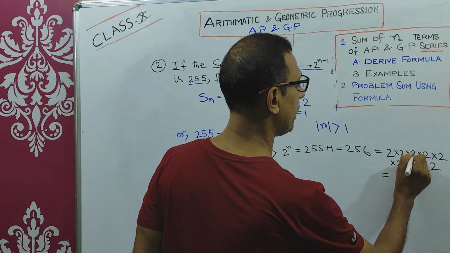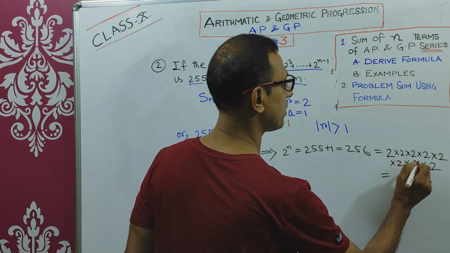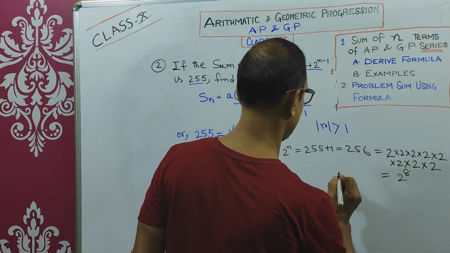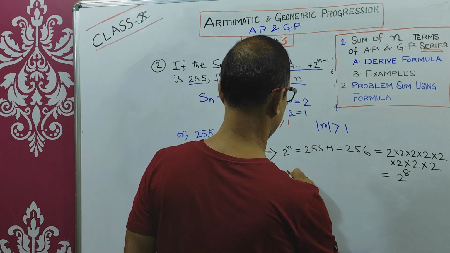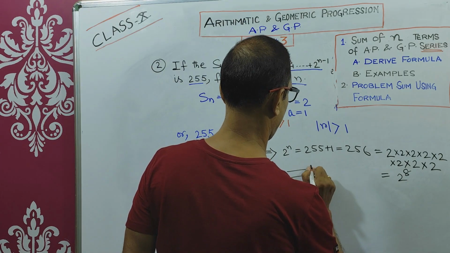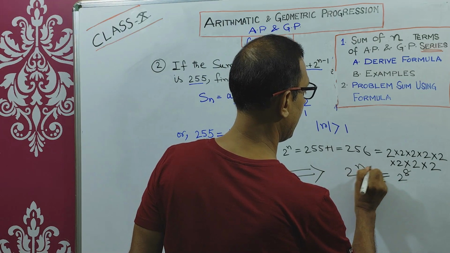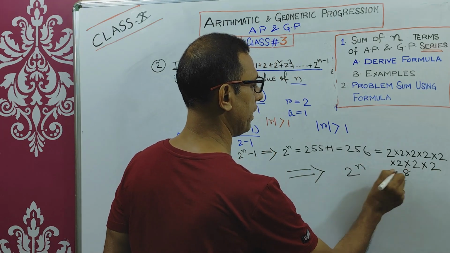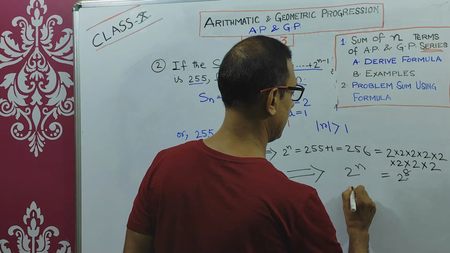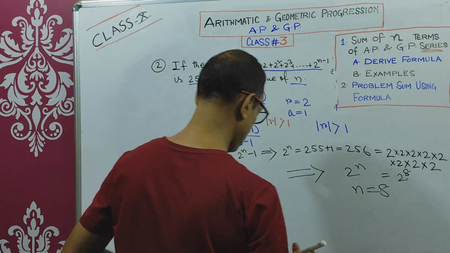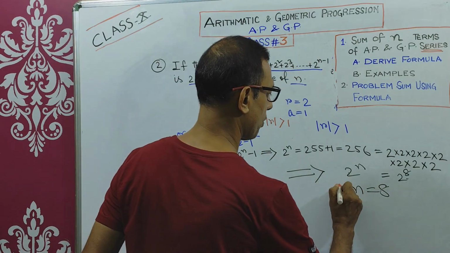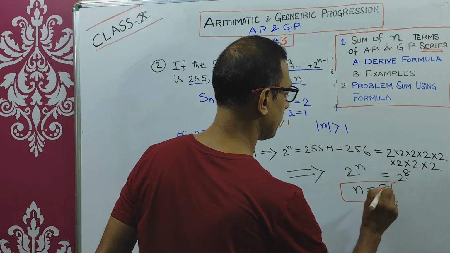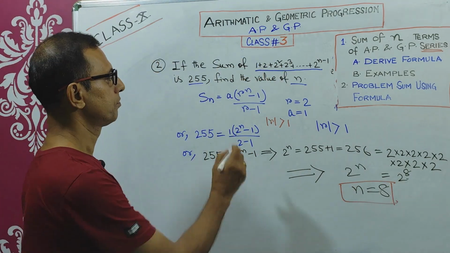That means how many 2's are there? 3, 5, 6, 7, 8. It is 2 to the power 8. That means 2 to the power n equals 2 to the power 8. Now your base is equal, which is 2. That means n equals 8. So the total number of terms for which the summation is 255 is n equals 8. Got it?